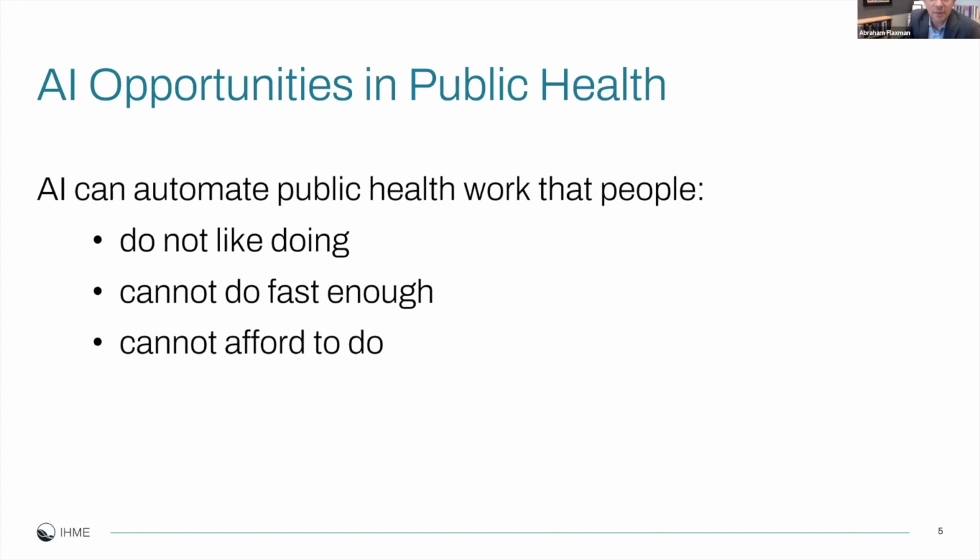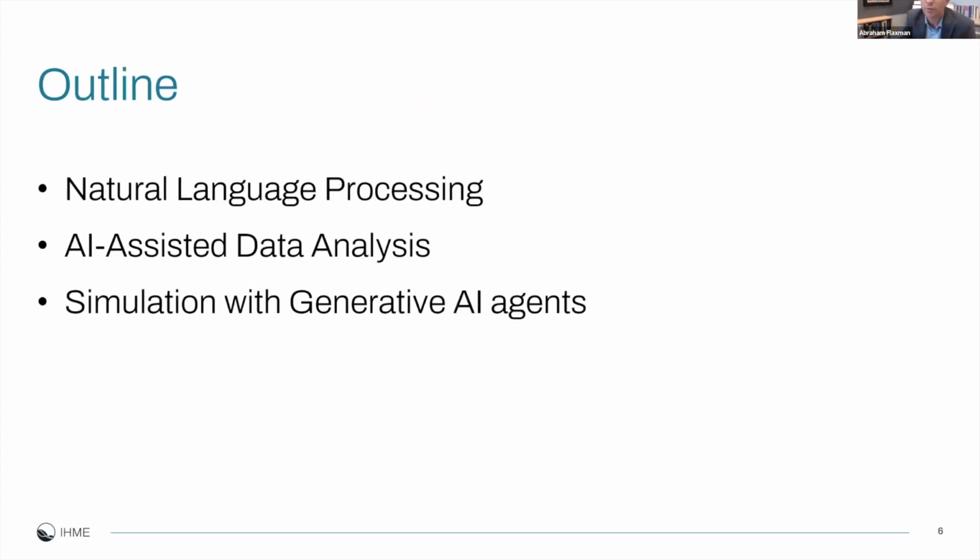So when I was thinking about this 5 years ago, my colleague Theo Voss and I said, we should focus on AI automation for public health work that fits into one or more of these categories. People don't like doing it, or they can't do it fast enough to meet the demand, or they can't afford to do it. There's something that is just outside the scope of what we have resources for. And in global public health, we often have limited resources.